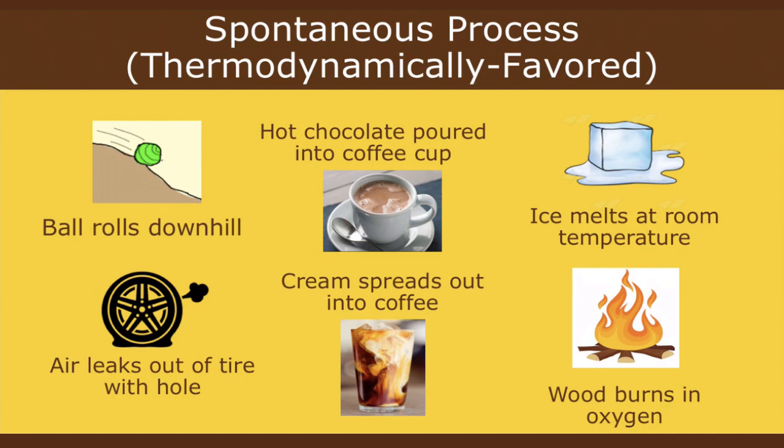The next example is hot chocolate poured into a coffee cup. The hot chocolate cools slightly and the cup heats up until they are the same temperature. Maybe you've never really thought about it, but your cup warms up just as much as the hot chocolate cools down. What's happening? The kinetic energy of the hot chocolate molecules, which we call the system, is transferred to the coffee cup molecules, which we call the surroundings, until the temperature is equal.